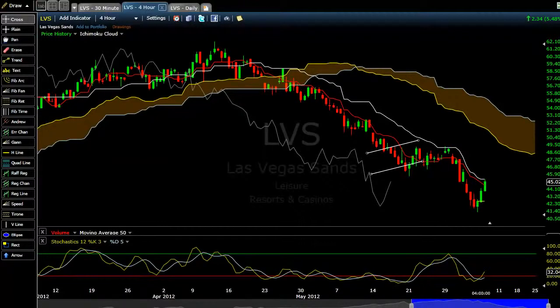primer on Ichimoku, both a bullish and a bearish chart. Go to kumotrader.com to see more in-depth information about the signals.